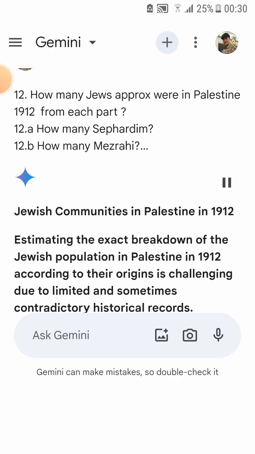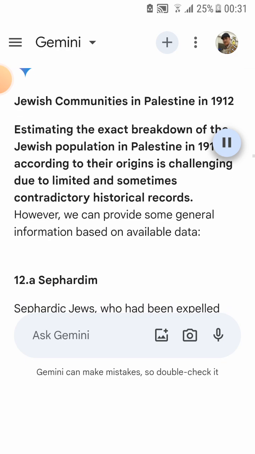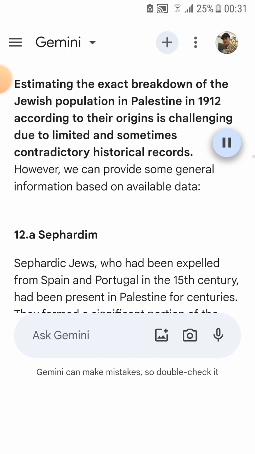Jewish communities in Palestine in 1912. Estimating the exact breakdown of the Jewish population in Palestine in 1912 according to their origins is challenging due to limited and sometimes contradictory historical records. However, we can provide some general information based on available data.